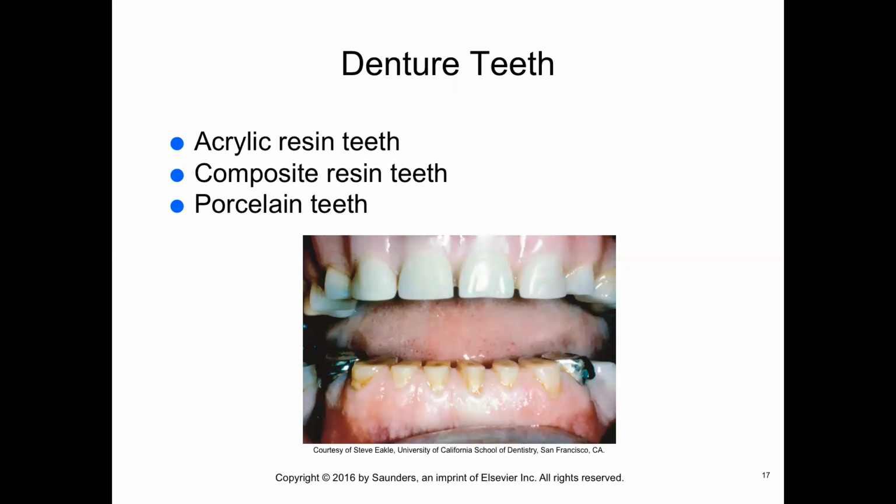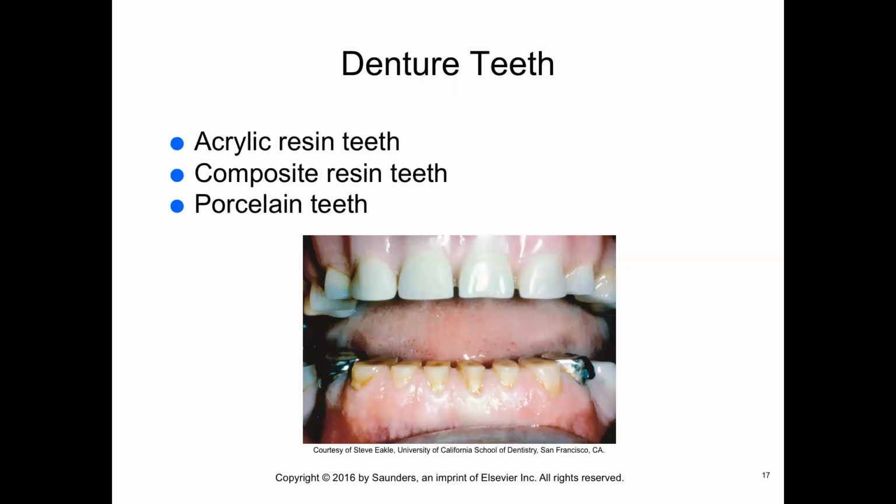There are 3 types of denture teeth used. Plastic or acrylic resin, composite resin, and porcelain teeth are used for complete and partial dentures. Each has certain advantages and disadvantages. The majority of denture teeth used for removable dental prosthesis are made from acrylic resin. Acrylic teeth are tough and chemically bond to the acrylic base of the denture. They're easy to adjust, reshape, and polish.